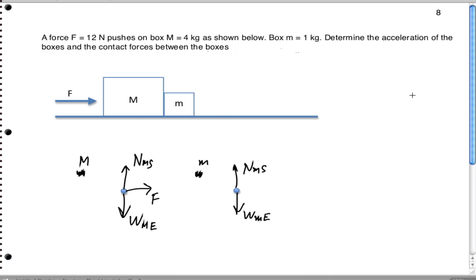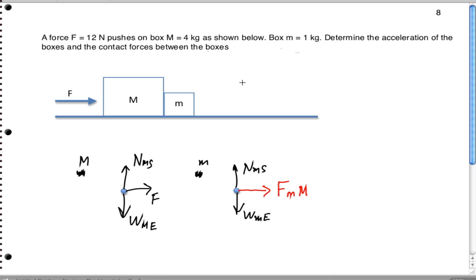Now, what actually pushes little m is not F. F isn't touching little m. It's touching big M. So the force that pushes little m is, in fact, a contact force on little m, and it's due to big M pushing it.